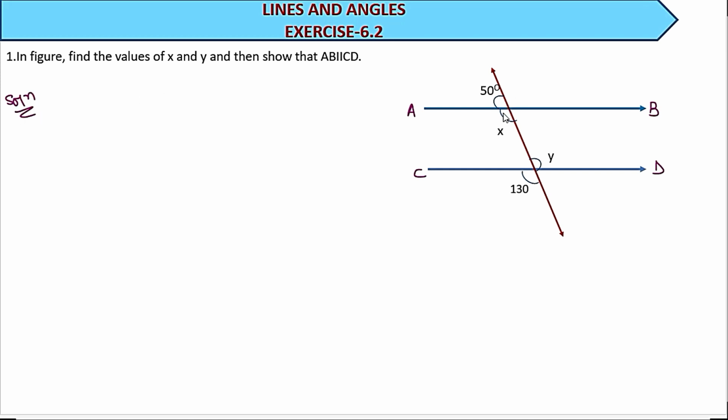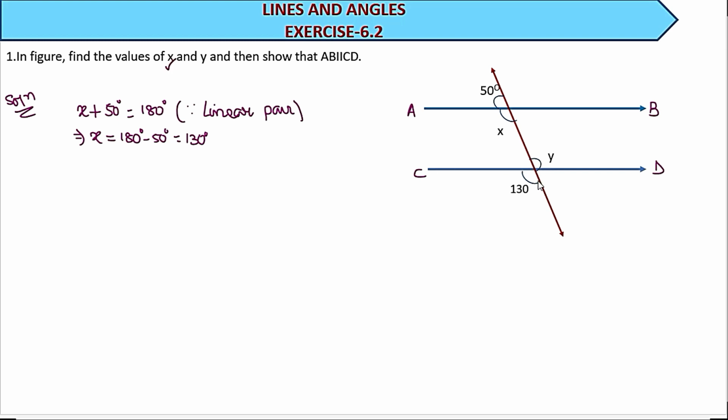If you see carefully, angle x and 50° make a linear pair, and the sum of a linear pair is 180°. So we will write that x plus 50° equals 180°. So x is 180° minus 50°, that is 130°. What is the reason? Since it is a linear pair. So x comes as 130°, and the value of x has been determined.